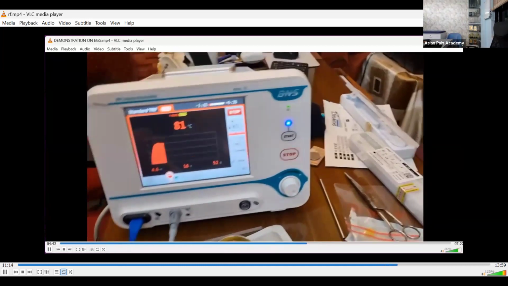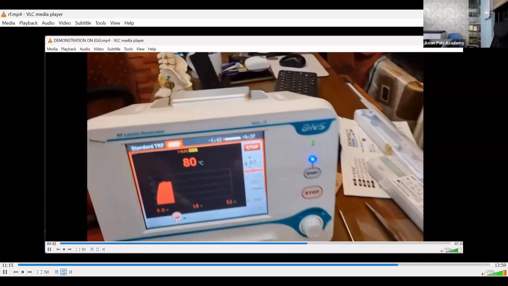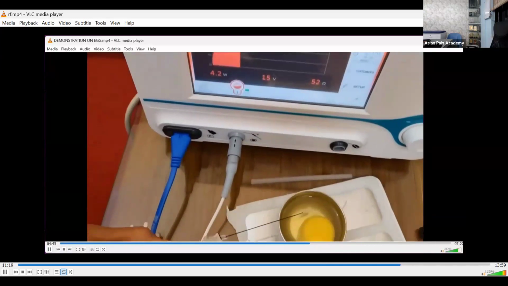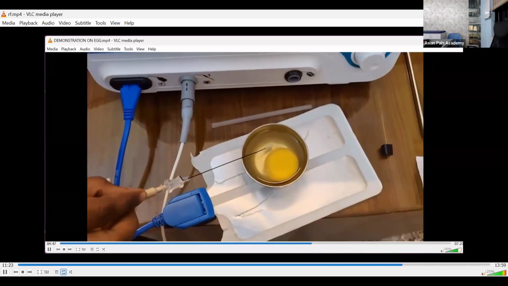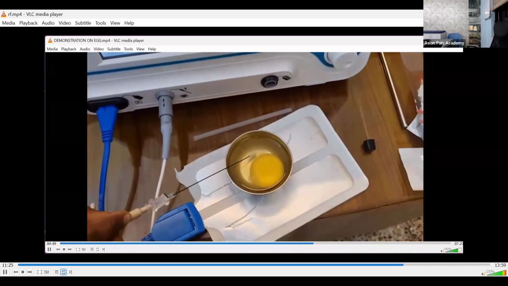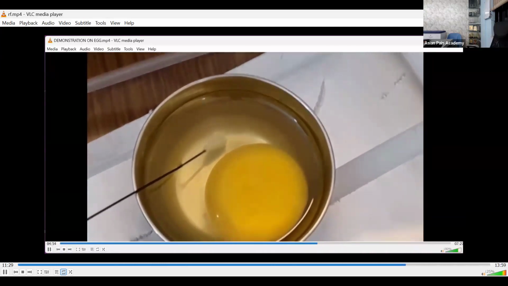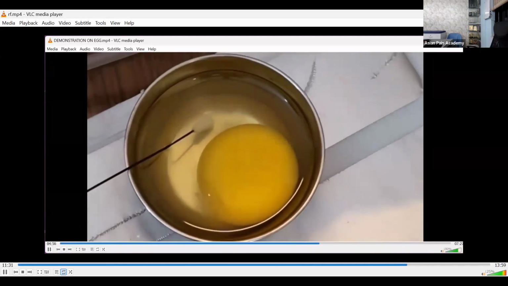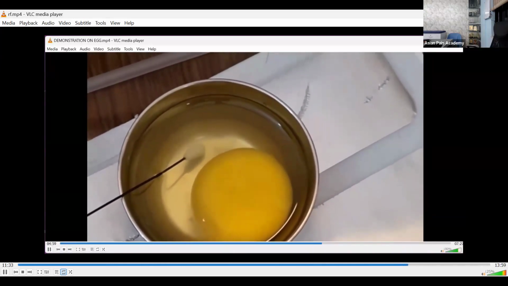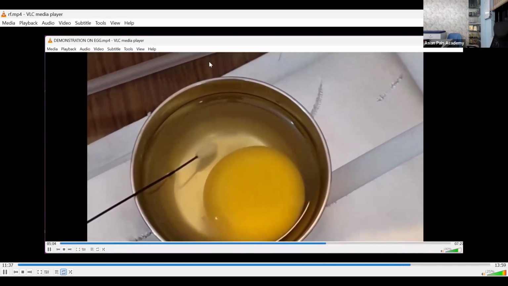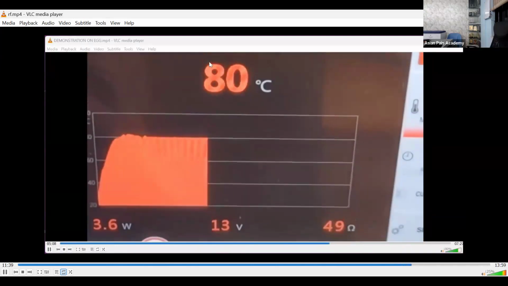I'm making it closer so that you can see what is happening there. You can see at the needle tip there is protein coagulation happening. See, around the tip you are getting 2 to 4 millimeters of protein coagulation at the needle tip. Let us see what the monitor is showing.